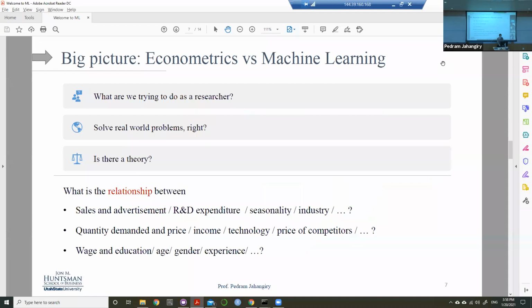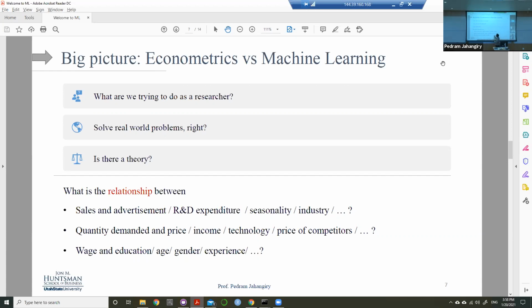Okay, so let me give you a little big picture. We're going to talk about machine learning in a lot more detail next class, which is the introduction to machine learning. What is machine? So this is the introduction. The next one is what is machine learning. But today, I want to make sure that when you're leaving the class, you understand the difference between econometrics and machine learning and why you should learn machine learning.